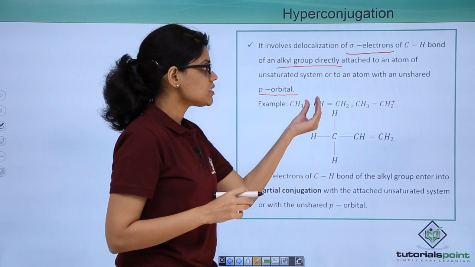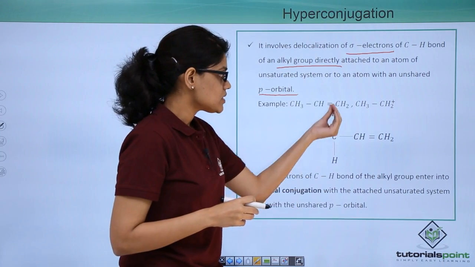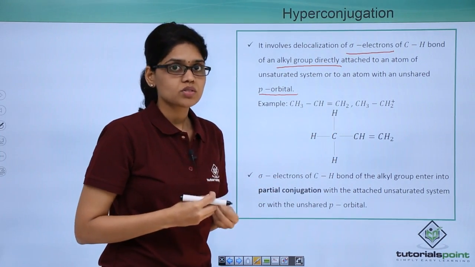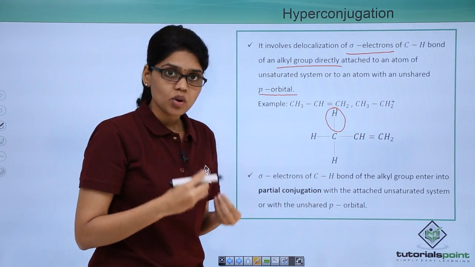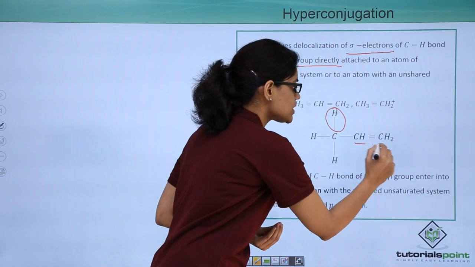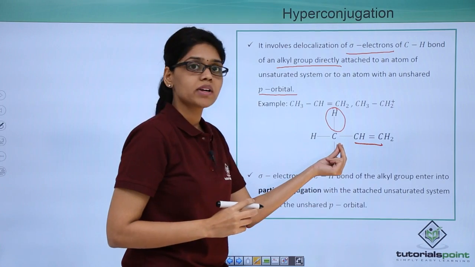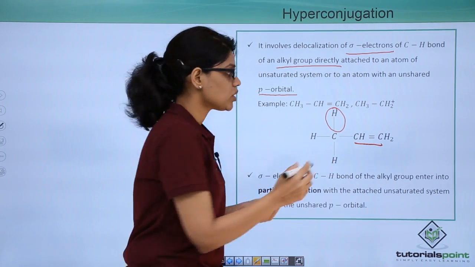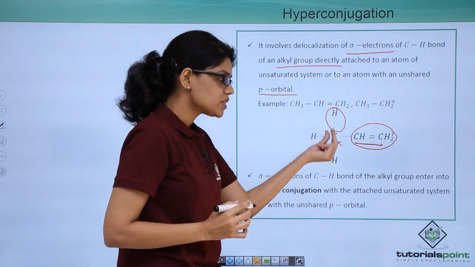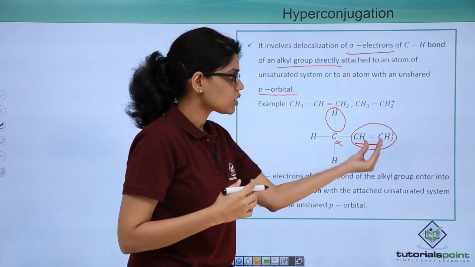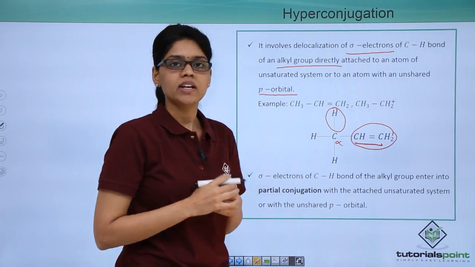Let's look at the example CH3CH=CH2, or propene. If you look at the structure here, we can see the extended structure of CH3, and hyperconjugation states that the sigma electrons of this particular CH bond are involved in a partial conjugation with the unsaturated system here, which is an alkene. You can see this hydrogen is nothing but an alpha hydrogen attached to the carbon here, because this is the functional group and this is the alpha carbon. So the sigma electrons of this CH bond are involved in a partial delocalization with the adjacent unsaturated system, or if that system contains an unshared p orbital.